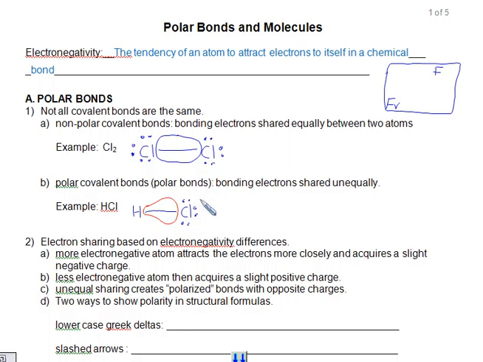We can also indicate this by putting partial negative and positive charges. So these little symbols here that I'm drawing indicate partial positive and negative charges. So let's come down here. These are lowercase Greek deltas. And so we've got a delta negative or a delta positive. These are partial charges.